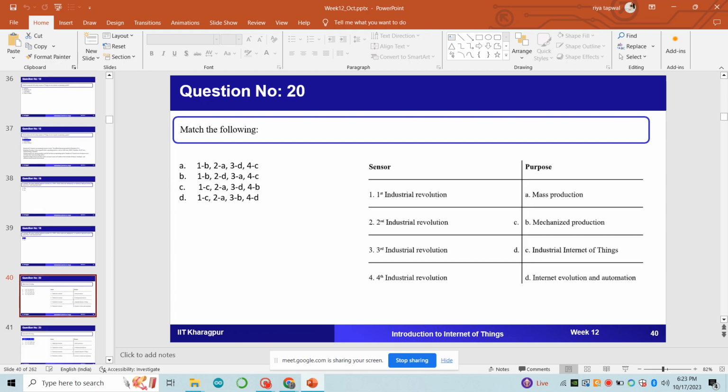Next question is, match the following. So this we have done last week only, I guess. So here the sensors are given, and then the purpose. Basically, these are not sensors, these are the revolutions which take place in industry. So you have to match. Now tell me the correct option. Fourth one is D1. Industrial revolution. So I think D1 is correct. Yes, ma'am. D1. Okay, anyone else?